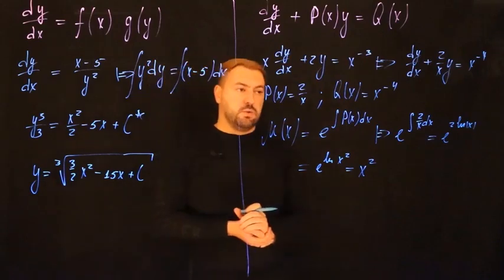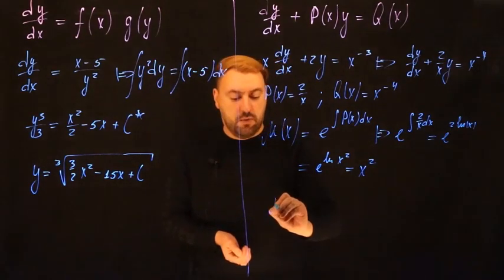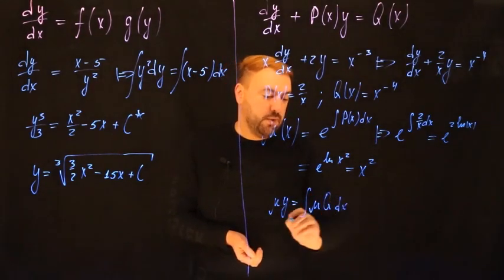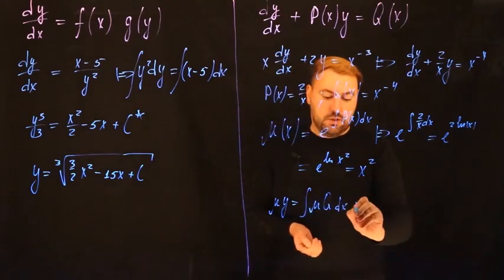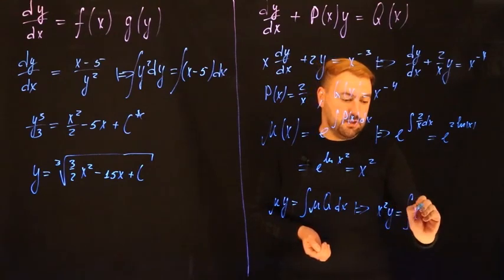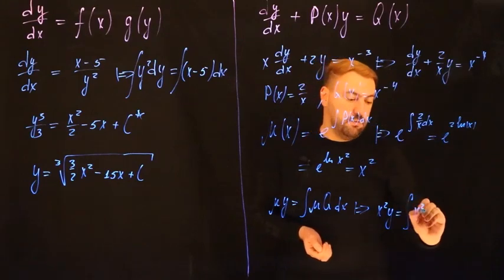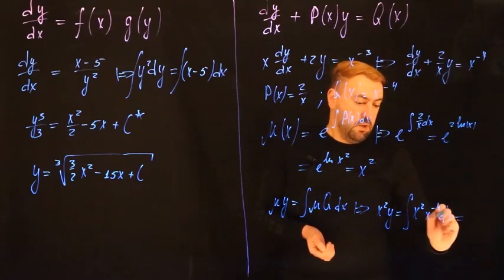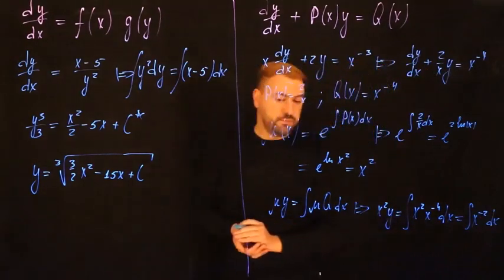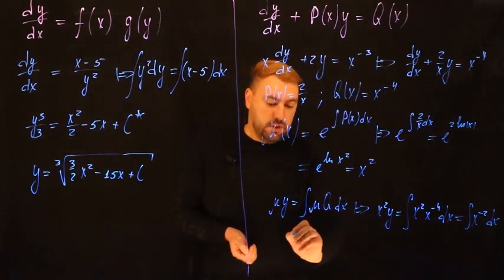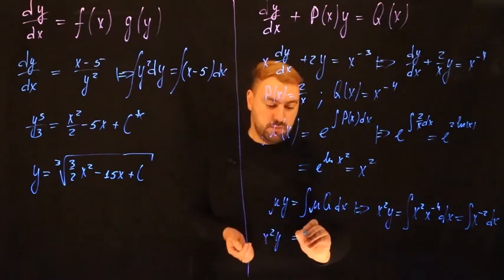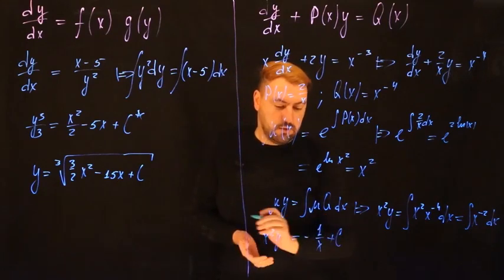The next step is to apply this to the equation. So we have mu times y equals integral of mu times q dx. We have all the information needed, which means that we have x squared y equals integral of x squared, and our q is x to the power minus 4, dx. The combination of this gives us integral of x to the power minus 2 dx. We need to do the integration. If we have x to the power minus 2, it gives minus 1 over x plus the constant of integration.